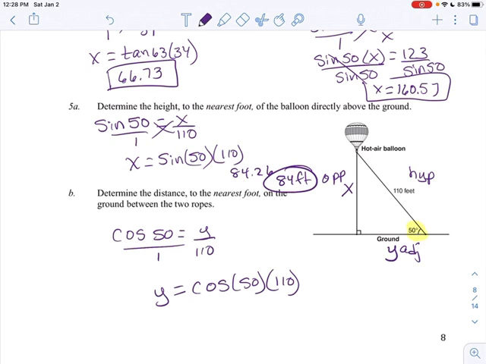70.7. All right, nearest foot. So since I get 70.7, it's going to be 71 feet. All right, and we will practice all of that again tomorrow.